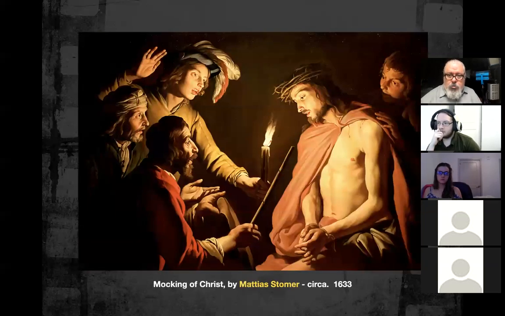Okay, here's one that I really like. This is The Mocking of Christ by Matthias Stomer, 1633. And this panel is also going to segue for me into another part of the conversation about lighting specifically. But what we have is a candle. It's got two flames erupting from it. So it's a double wick candle, which gives it a brighter presence than a single wicked candle.